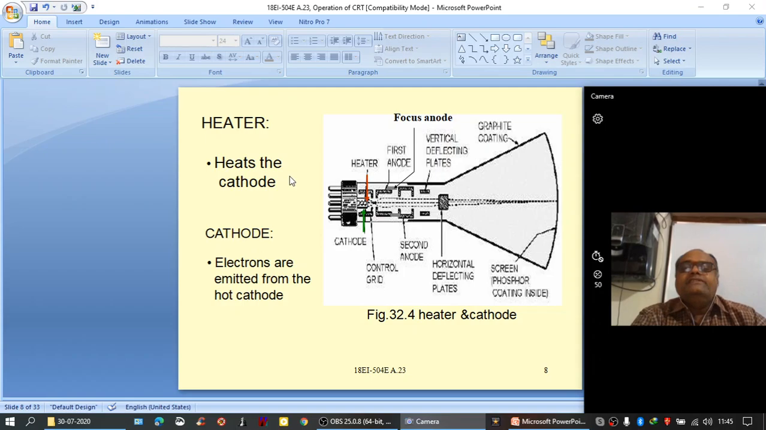Heater. What is the purpose? It will heat the cathode. With a red arrow mark it is shown. Cathode. Electrons are emitted from the hot cathode.